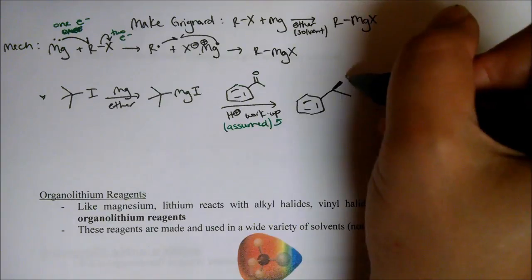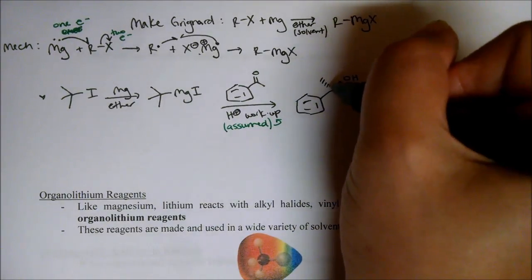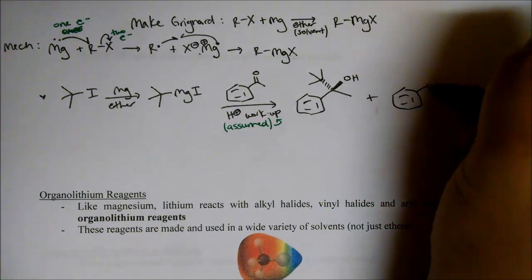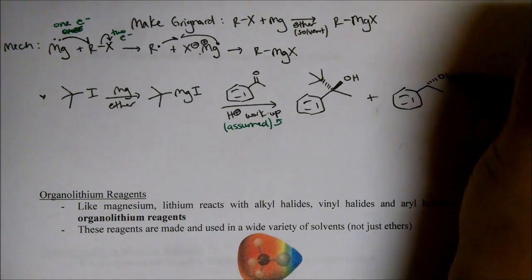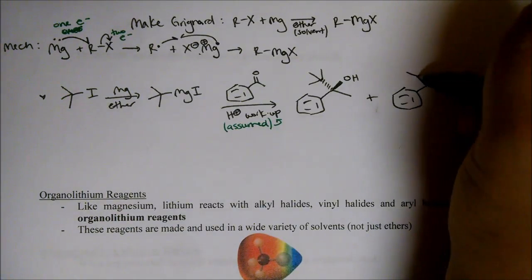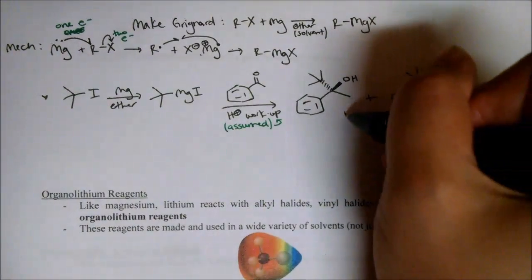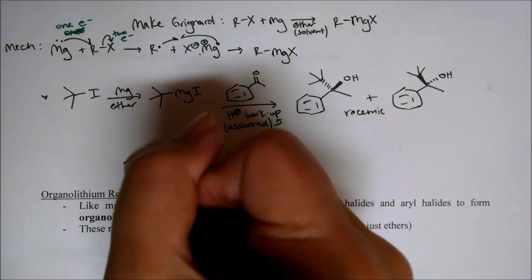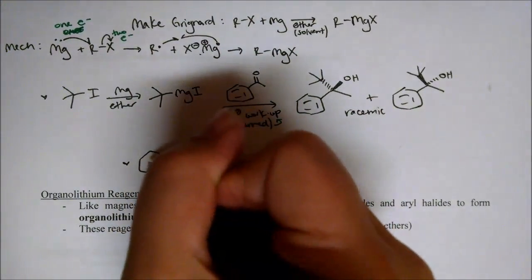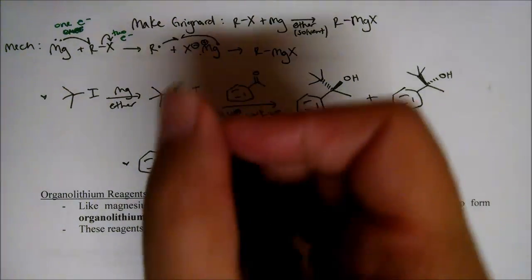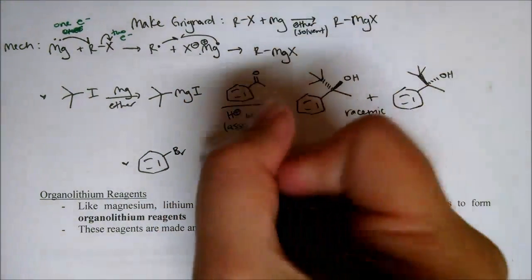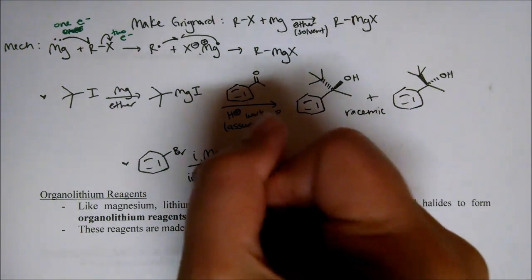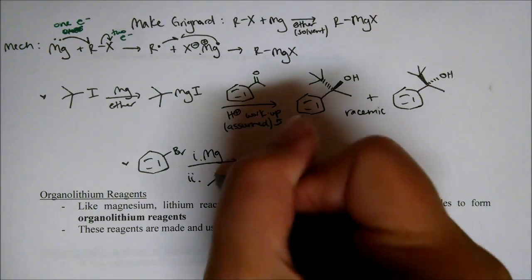So here we're going to attack from the back, and here we're going to attack from the front. Nice. Racemic. We can also write this as a two-stepper, but one pot. We can isolate this intermediate, or we can just do it all in one pot. This is normally how it's written. Just throw in our magnesium, and then an hour later, we throw in our electrophile.